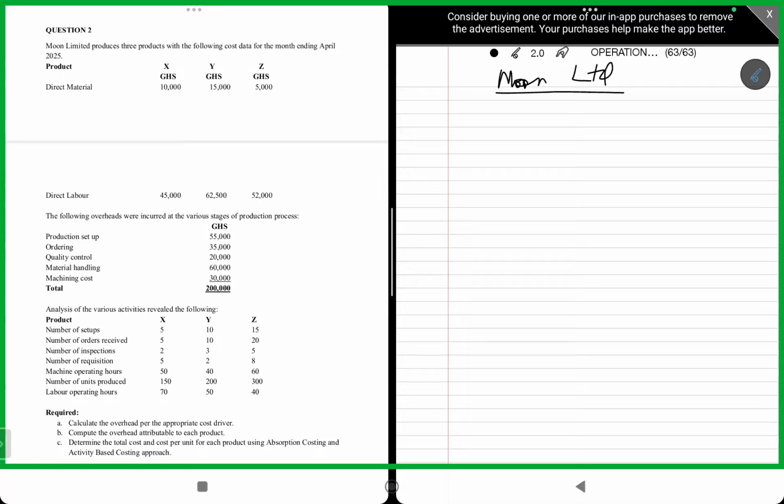And then the required Paul has read already. So now it says calculate the overhead per appropriate cost driver. There is a way and there's another way. I'll show you another way.